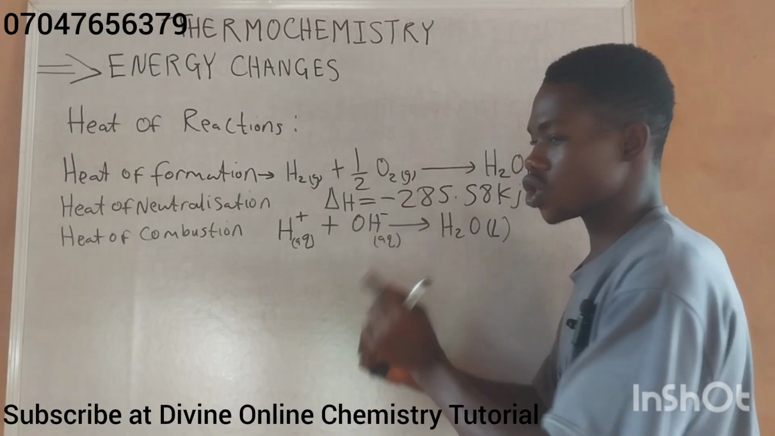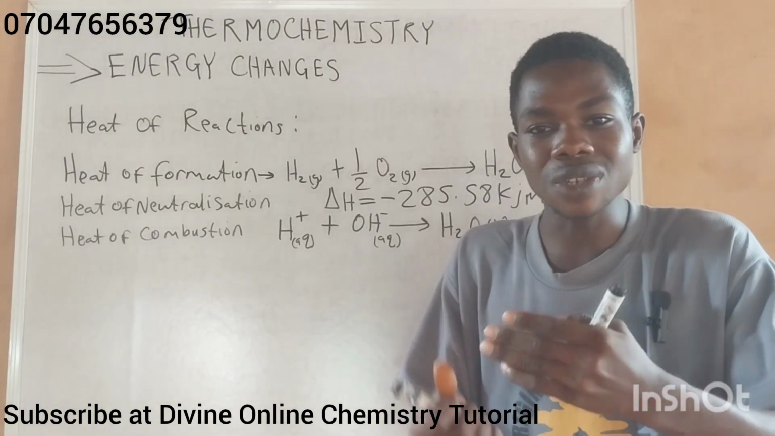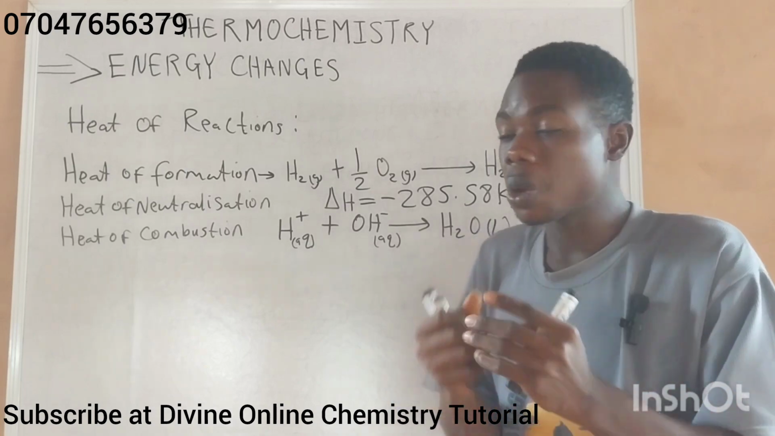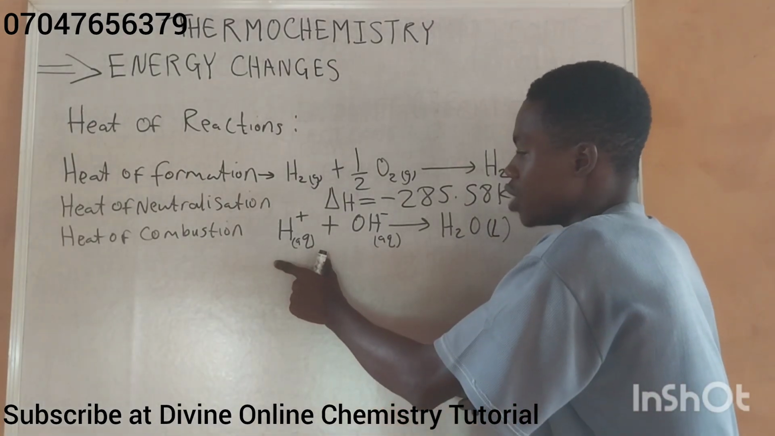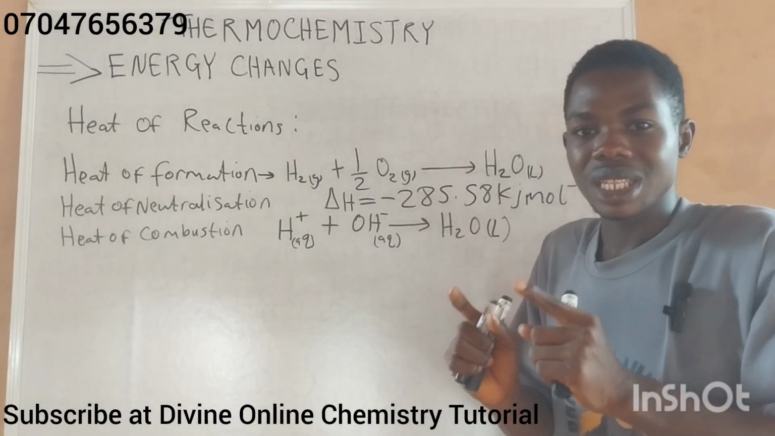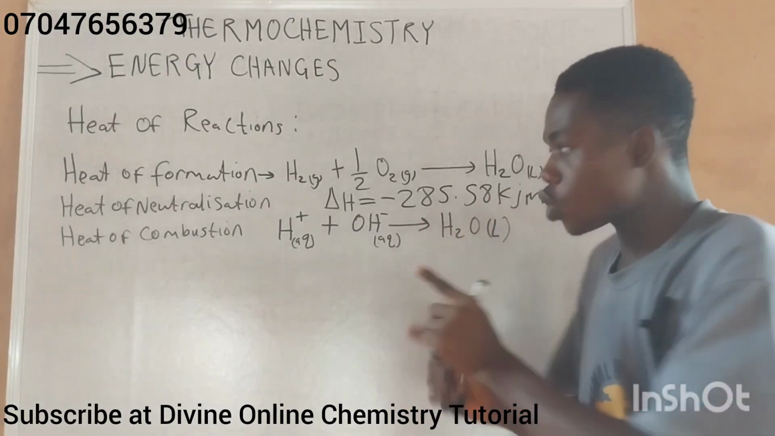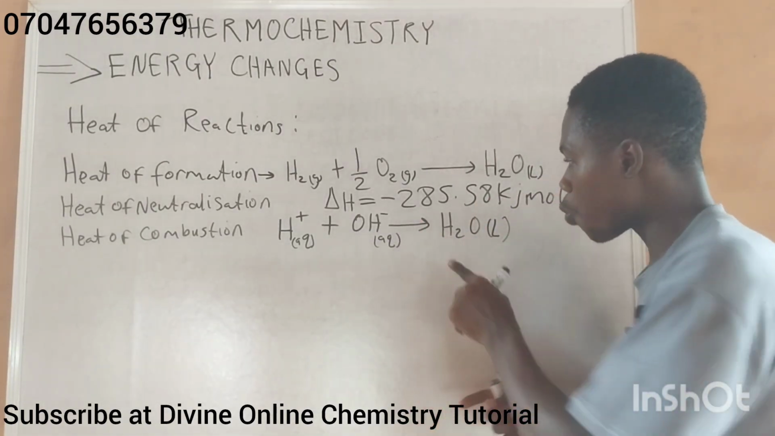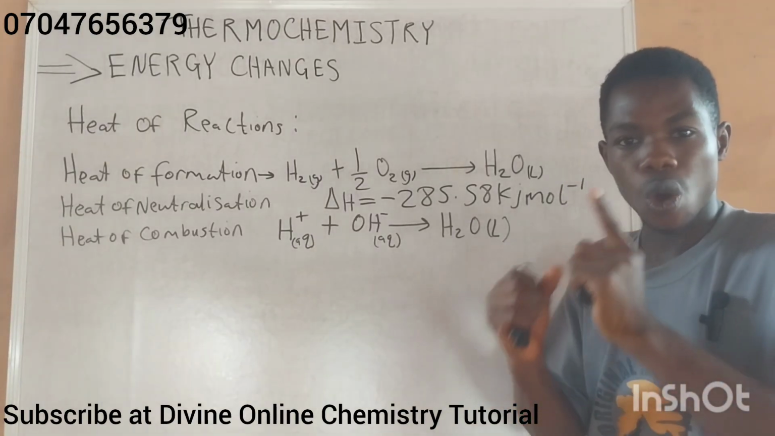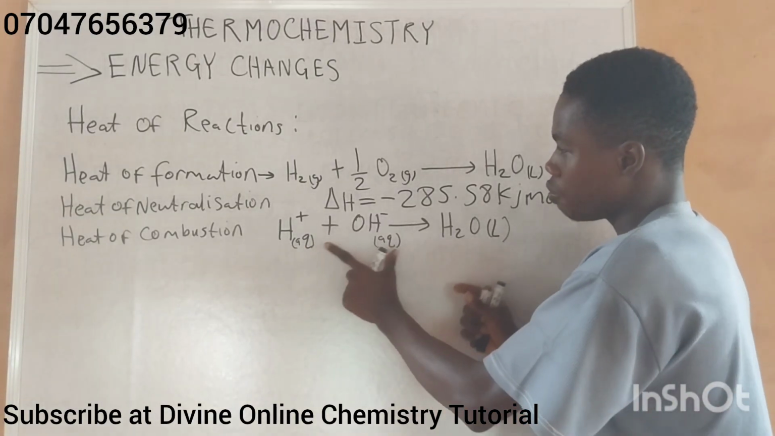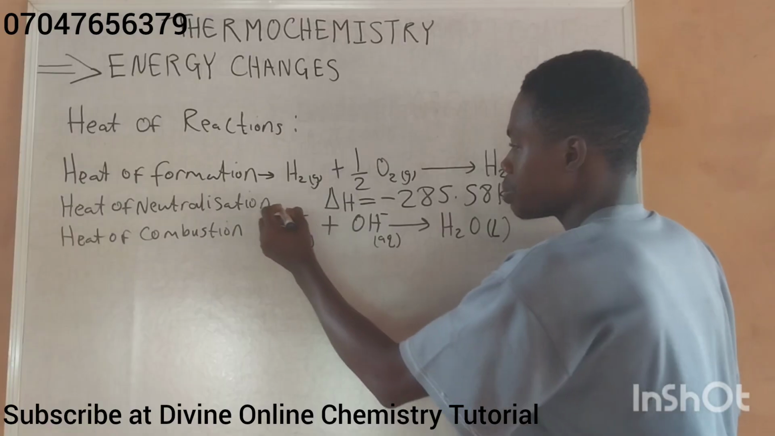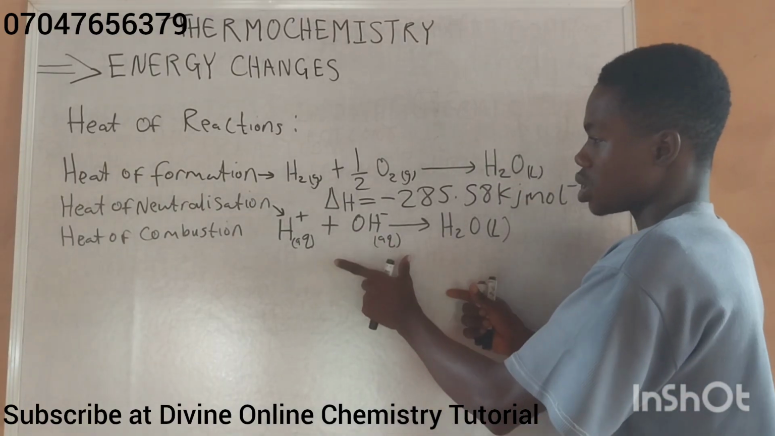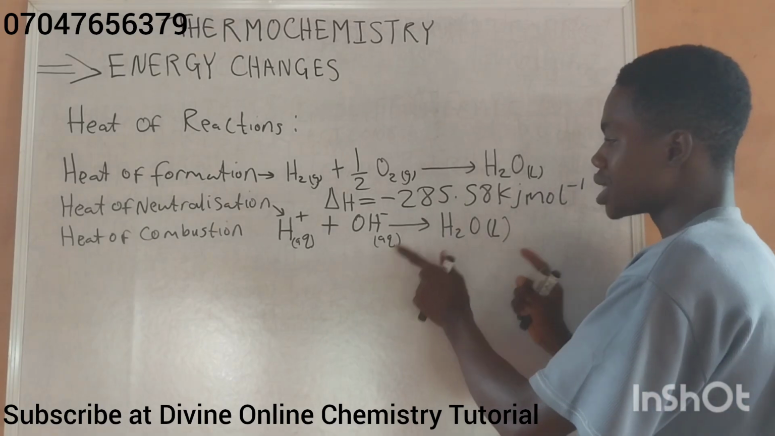Heat of neutralization. Please take note that the standard enthalpy of heat of neutralization of a substance is the heat change whereby 1 mole of hydrogen ion from an acid reacts with 1 mole of hydroxide ion from an alkali or a base to form 1 mole of water under standard condition. So this is what heat of neutralization is talking about. Please take note of this.